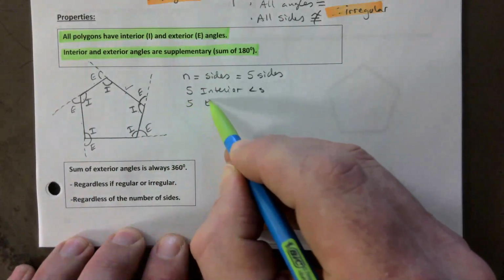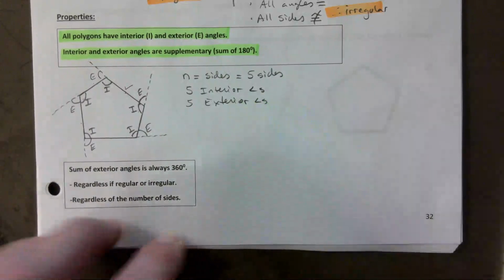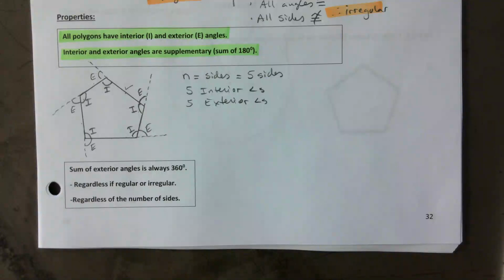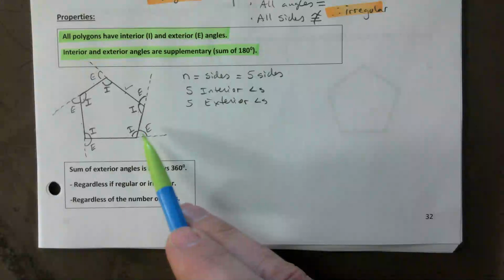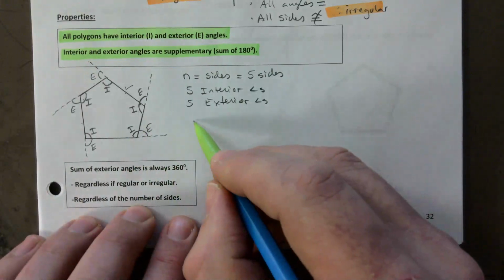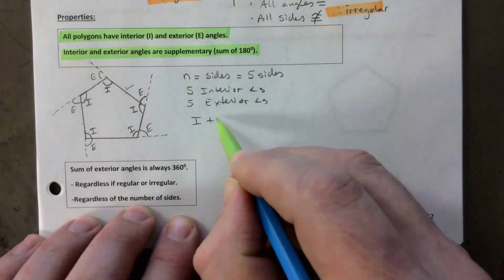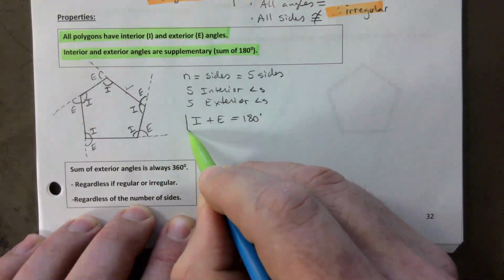Five exterior angles. Can you tell that I and E are always going to add up to 180? I hope you see that. There's a straight line, so I plus E is always going to be equal to 180.